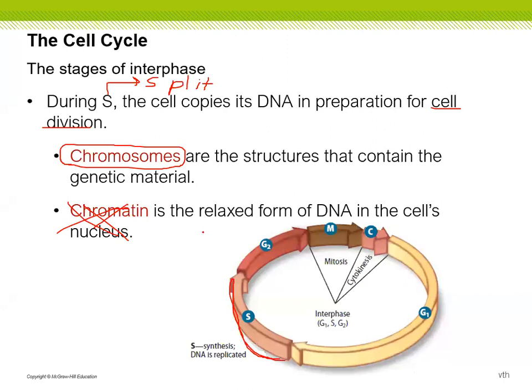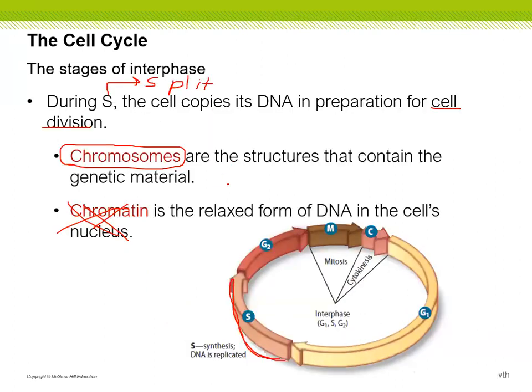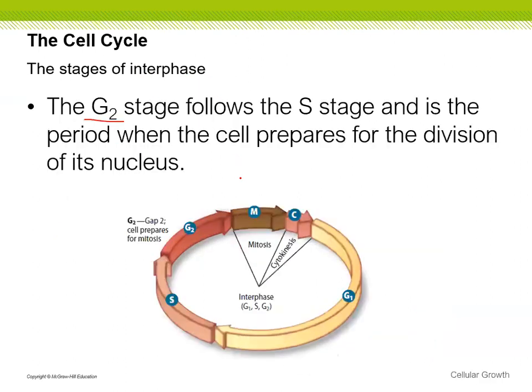Okay, so again, during S, we are synthesizing. It is getting ready for cell splitting, cell division. And then finally, we have the G2 phase. This is when the cell prepares for the division of its nucleus. So in S it's copying, and G2 is when it actually prepares the rest of the cell.